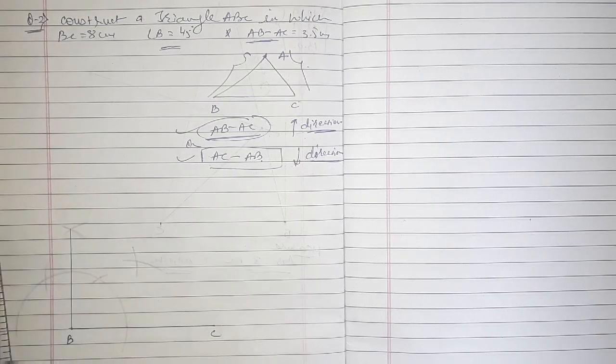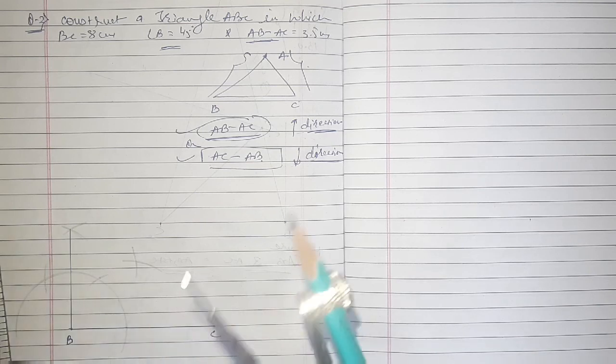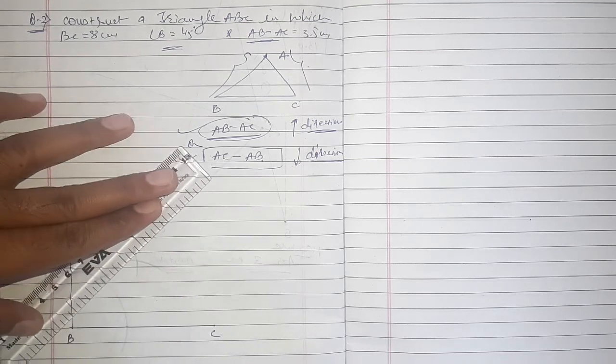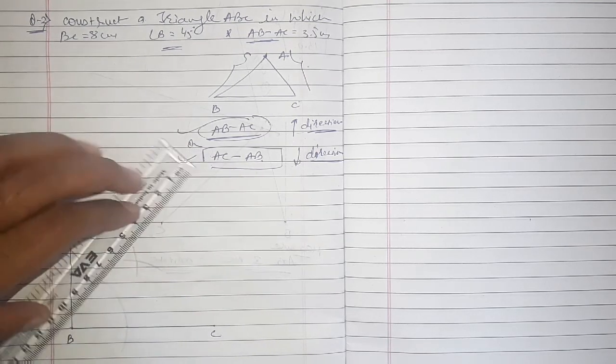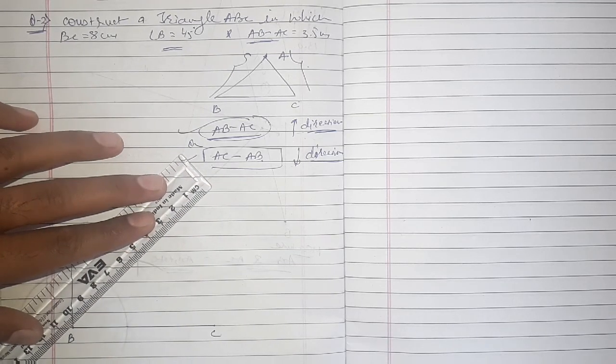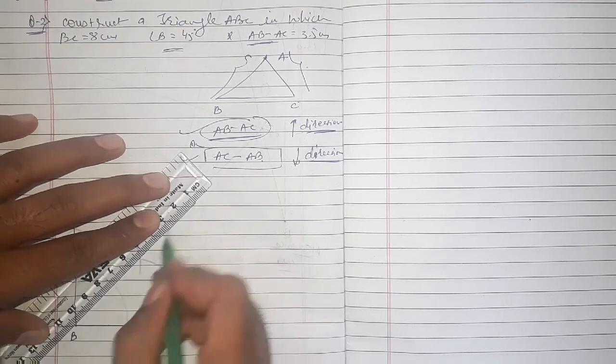Dear students, you must construct 45 degree, 60 degree, 30 degree, or any kind of angle given in the question with the help of the compass, not with the help of the protractor. Please remember that. Now this is my 45 degree angle.